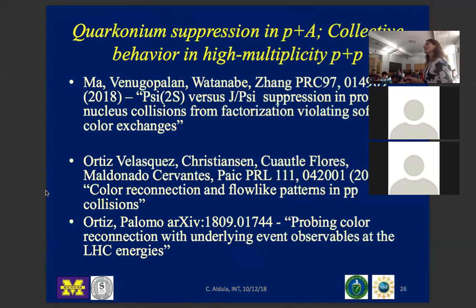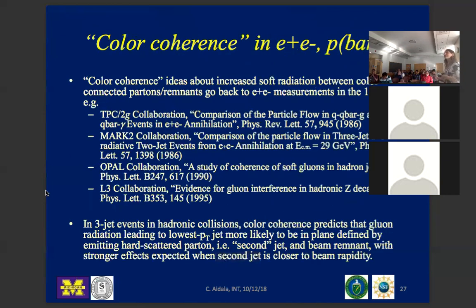Here's another paper, a little bit older, from 2013, color reconnection and flow-like patterns in pp collisions. This was following up the initial CMS observations in 2010 of these long-range delta eta correlations in high multiplicity pp that were reminiscent of the collective effects that had been believed to be due to quark-gluon plasma formation in heavy ion collisions. A paper from just last month, a preprint, probing color reconnection with underlying event observables at LHC energy. So this really discusses how to use the underlying event to look at color connections.